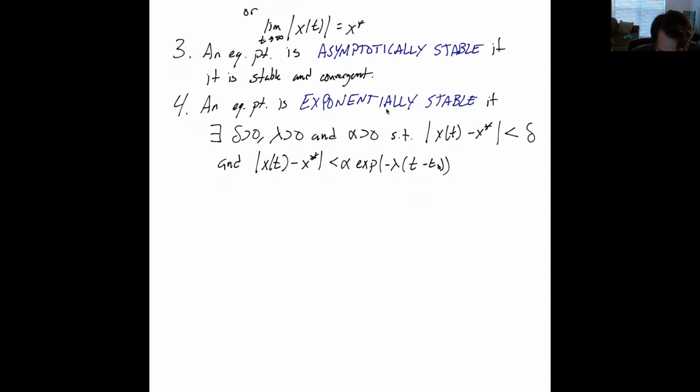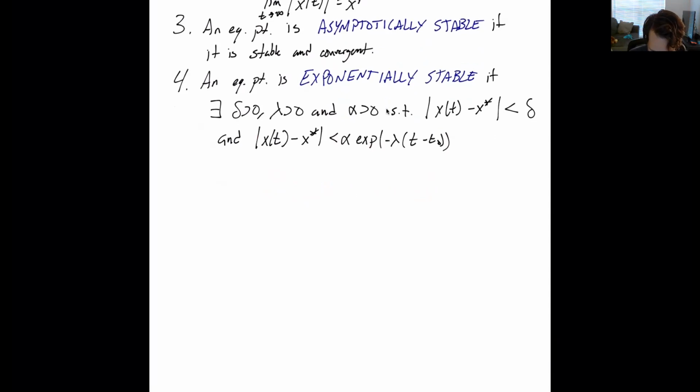So what do these mean? If we have an equilibrium point, let's see the best way to draw this. So if we have an equilibrium point, let's say there. Can you see that? No. Make it bigger.